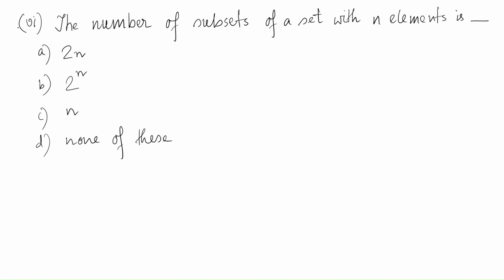Next question. The number of subsets of a set with n elements is, we know by a theorem that the number of subsets of a set with n elements is 2 to the power n. So option B is the correct answer.